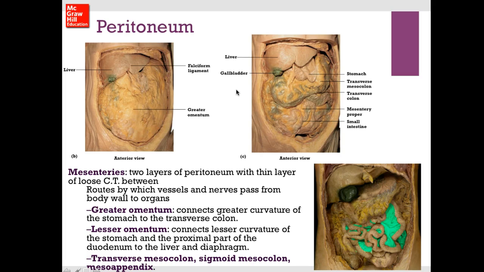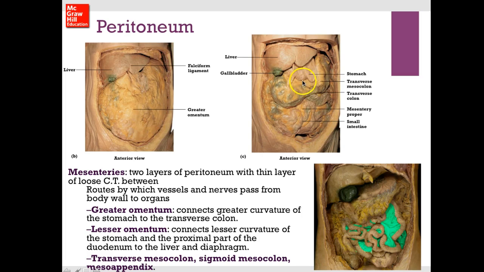No. This is going to connect the lesser curvature of the stomach. So it's down in this area here and attaches to the duodenum, part of the duodenum, and also the liver and diaphragm. Then we have these structures called mesocolons.